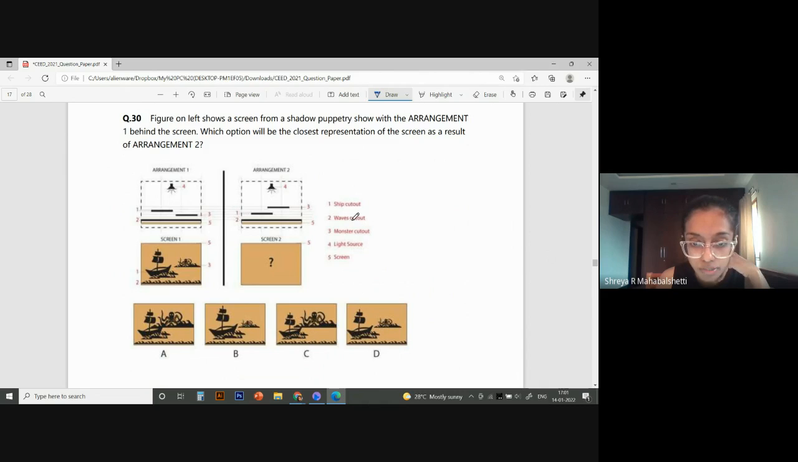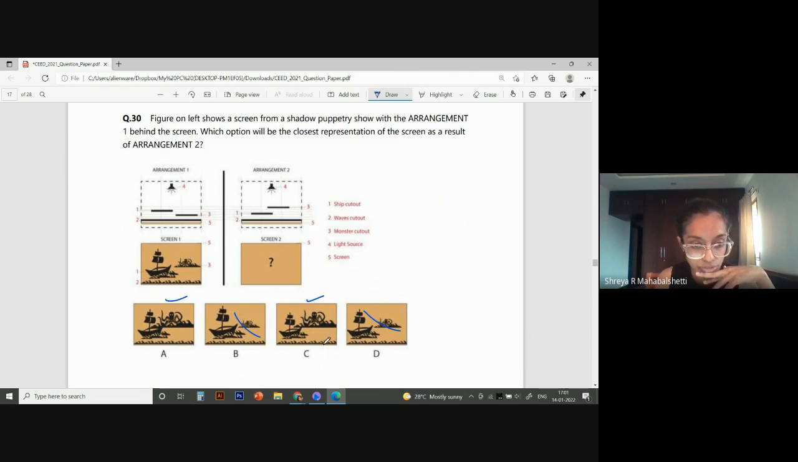That is same in the second option also. Then 3 is the monster cutout, light source. Okay, fine, cool. So here, if 3 is your monster cutout and it is closer to the light, it means that it has to be really big. Correct. So obviously it is not this option or this option. It is either this or this.